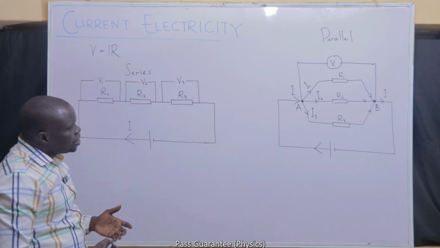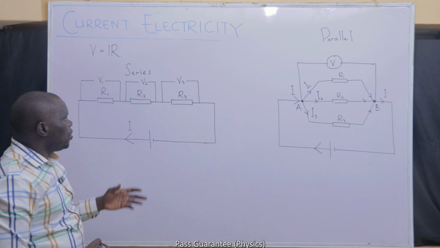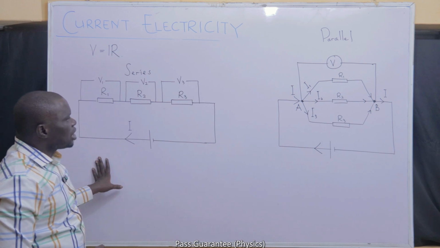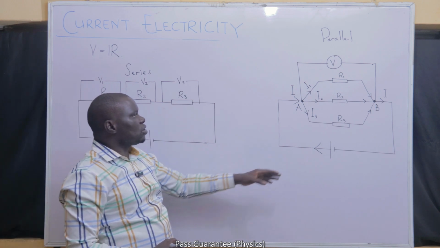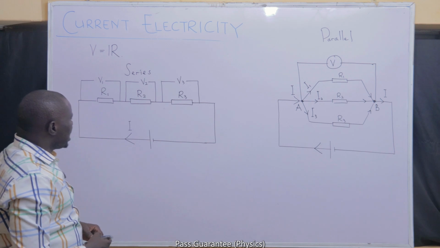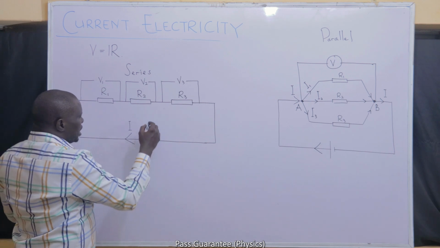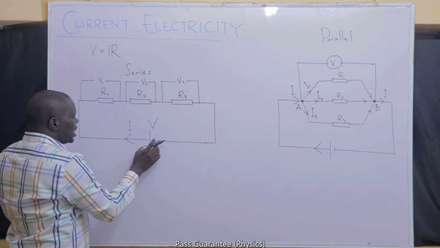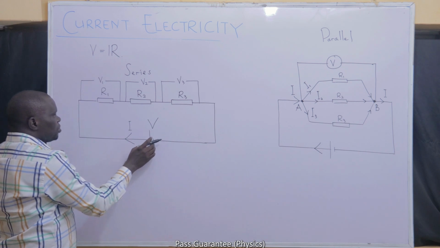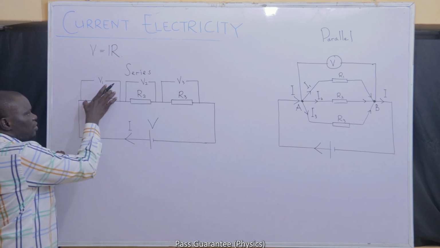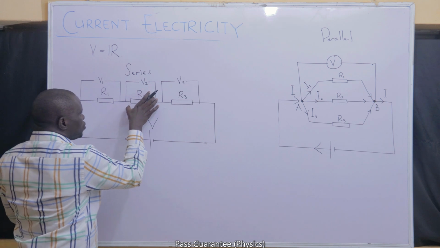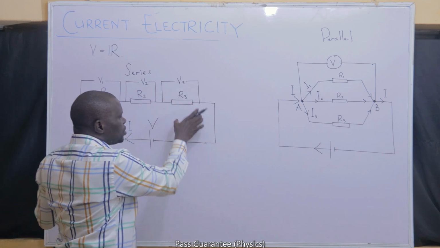So there are simplifications that we can make for series circuit connections and parallel circuit connections. I will start from the component that is dividing itself. In the series circuit, it is the voltage that is dividing. The cell has a voltage. It has used a part of that voltage for R1, V1, another part for R2, which is V2, and another part for R3, which is V3.